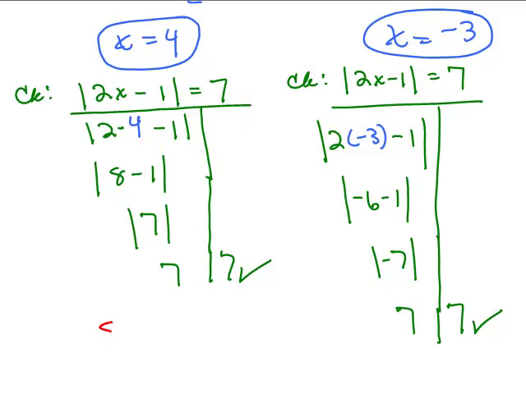So the solution to the problem is there are two solutions, 4 and negative 3. Remember, you could use the solution set braces and a comma between the two numbers, and there's no order because they're just two solutions.